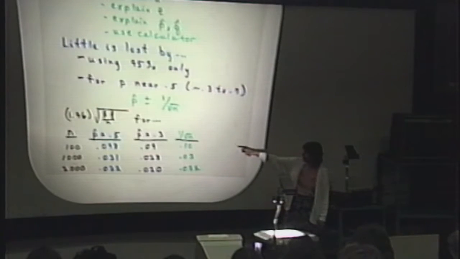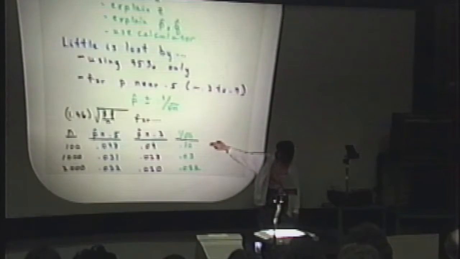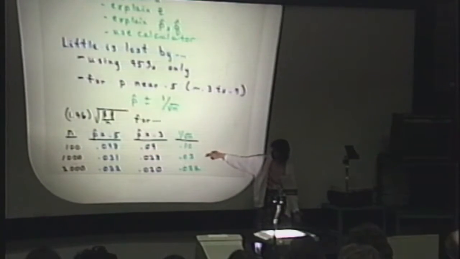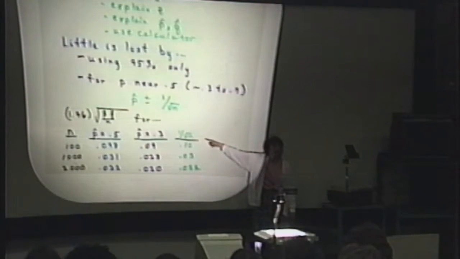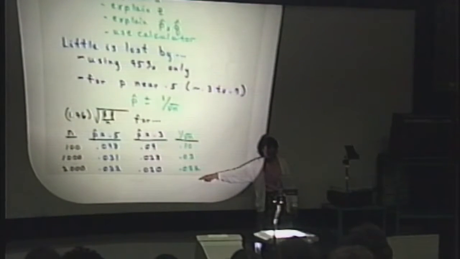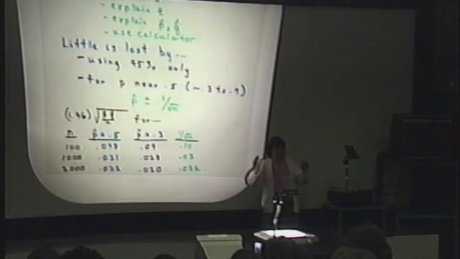So you can see that it's fairly close to 1 over the square root of n in all of these cases. And so little is lost by just saying, look, here's the formula, but basically it will boil down to this, 1 over the square root of n. You're doing 95% confidence, and if you have a p in this sort of medium range.